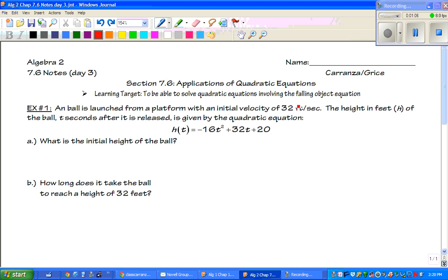Now, some key information. It's telling us the velocity is 32 feet per second. That's our speed. It tells us that the height is in feet and the time is in seconds. If any of you remember anything from physics, this is a physics equation.